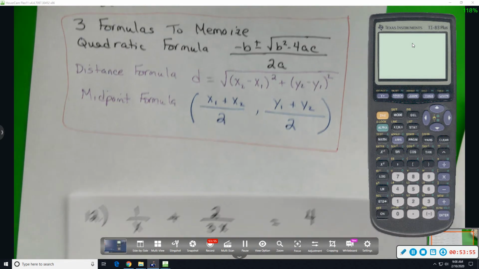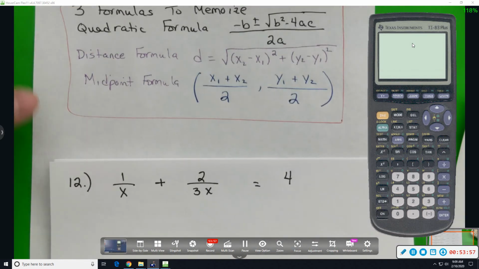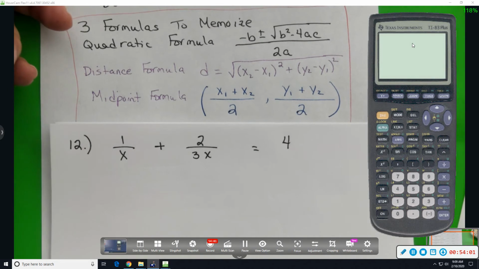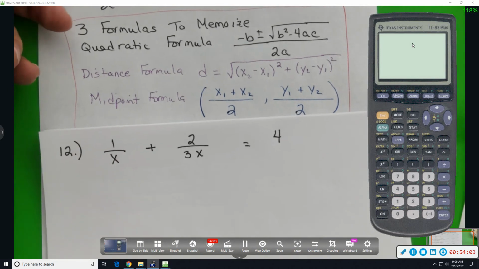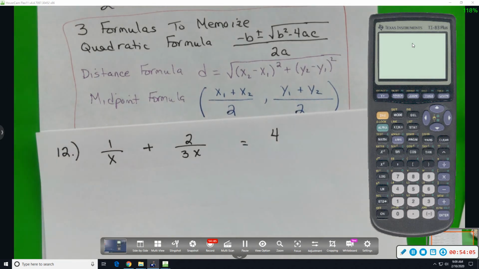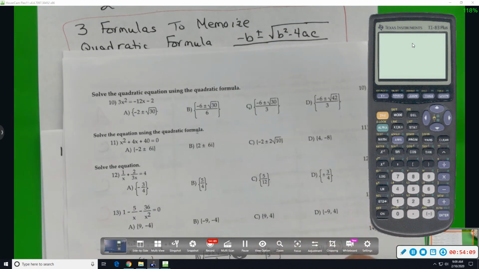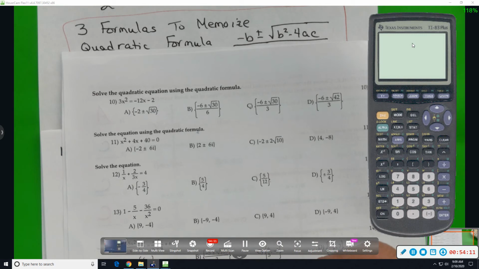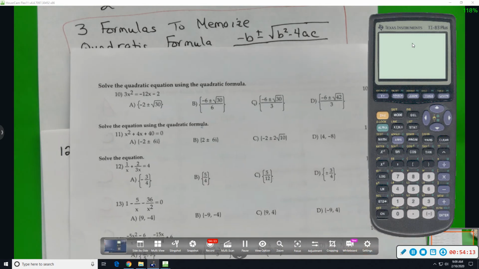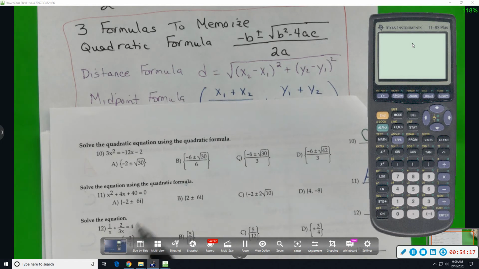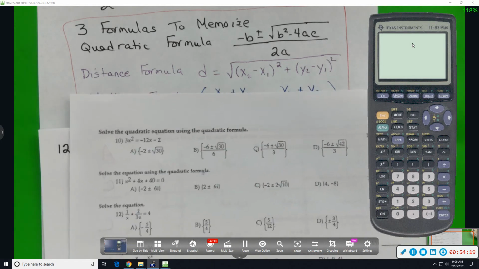For test purposes, if I don't have on there, use the quadratic formula, that means if you have a quadratic equation, it'll factor. Starting with number 12, it just says solve the equation. So they'll either be linear or quadratic, but if they're quadratic, it doesn't say use the formula on those. So that means they'll factor.